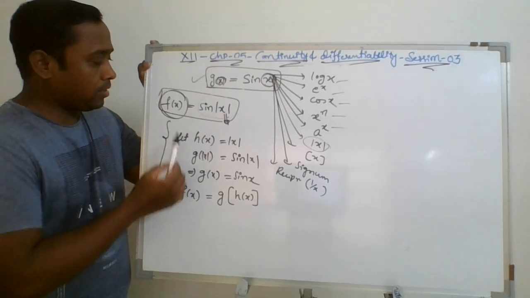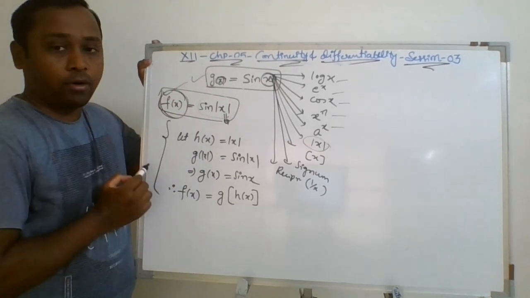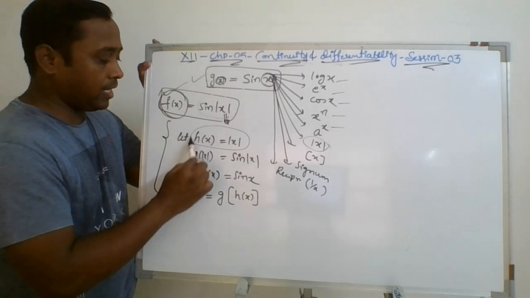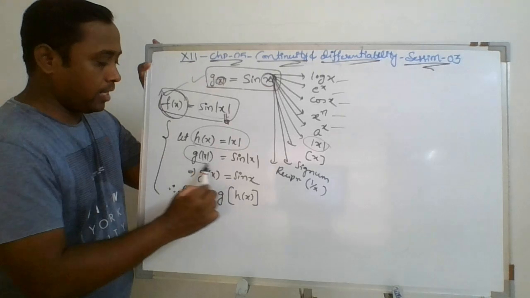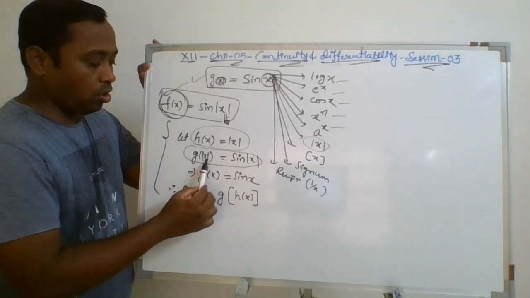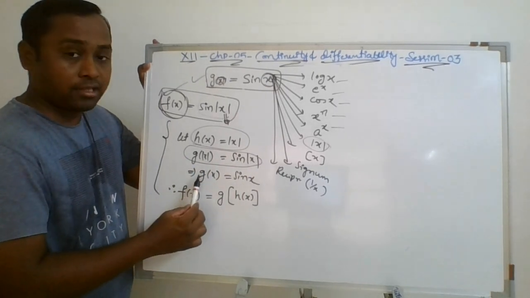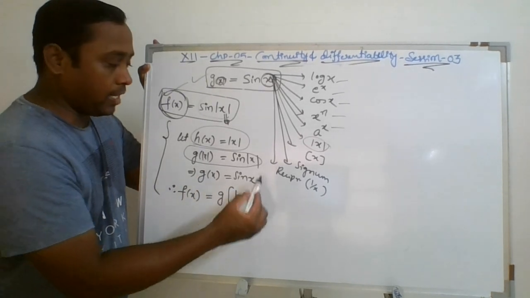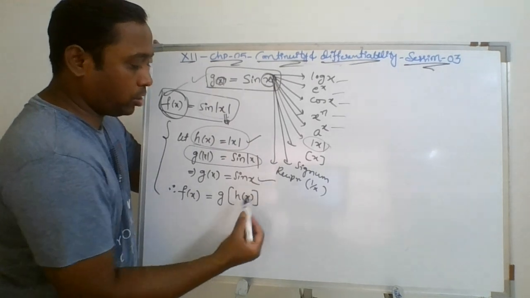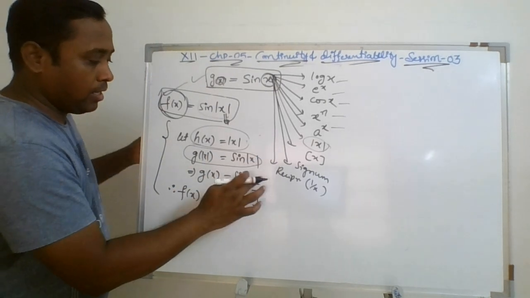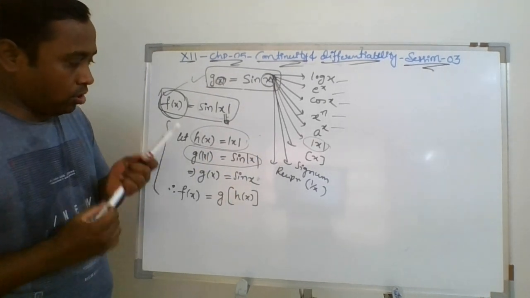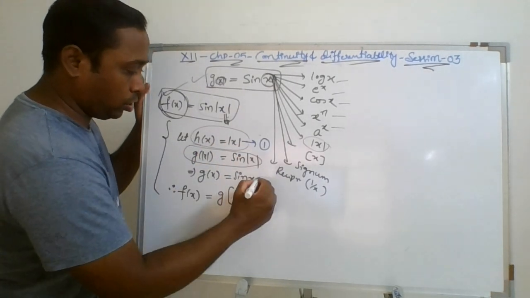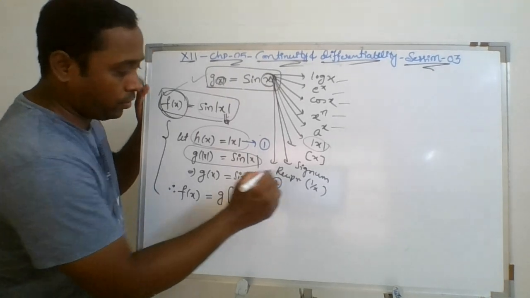So first let's start with the given function f of x, then take the inside function, the pure function, as h of x, and then take the entire given function as g of mod x, which will be written as g of x in the simplest manner. g of x would be sin x. So we will deal with these two functions, h of x and g of x. First we'll take h of x as the first function, g of x as the second function.